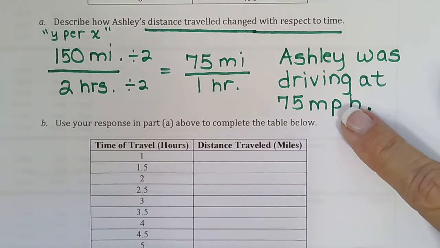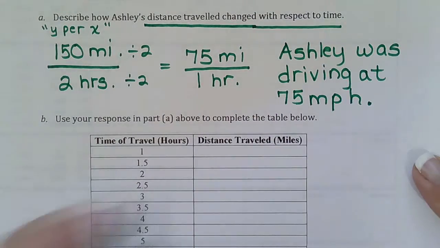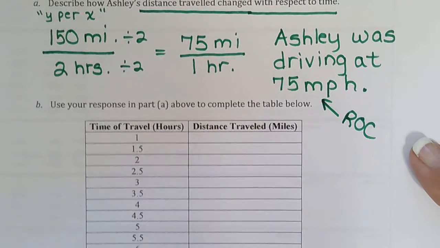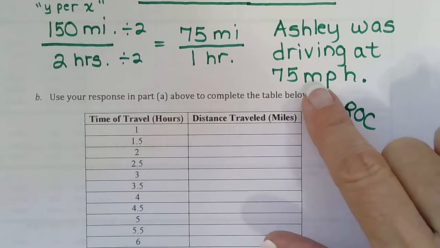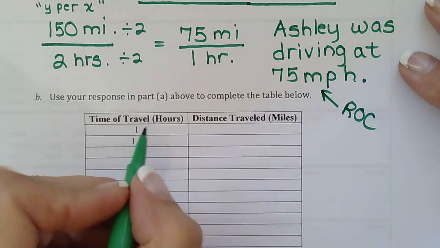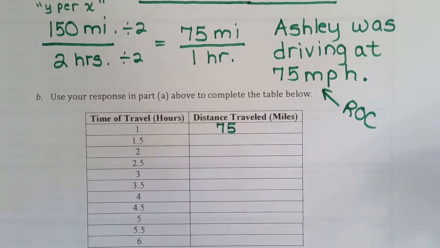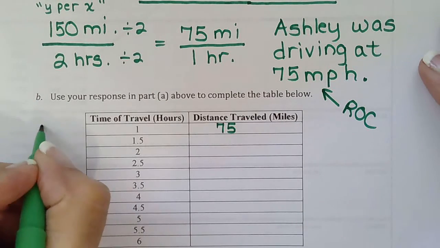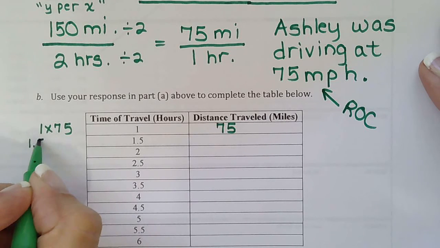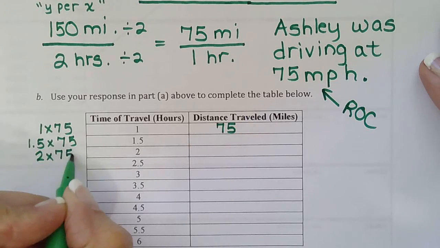So now that we know her rate, distance traveled change, this is called the rate of change. Now can't we fill in the table? Because 75 miles per hour means per 1 hour. So in 1 hour, she drove 75. 1.5, we would need the calculator. So this was 1 times 75. So this will be 1.5 times 75 and 2 times 75 and so on. We don't need to write them all down.